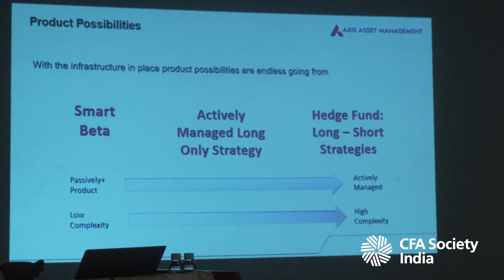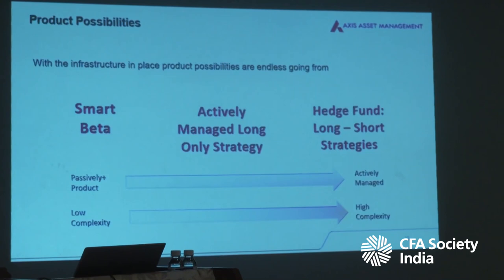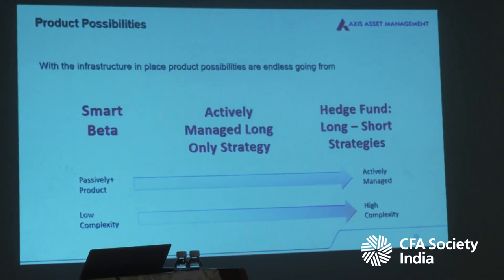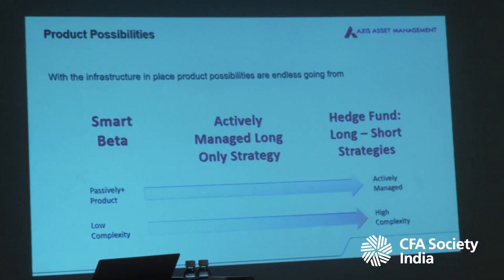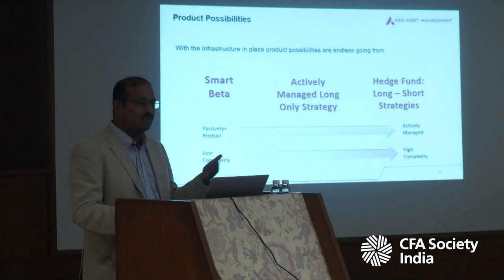You can go from smart beta, which is like a passive plus product, which has low tracking error, and it is a low fee structure product, and it's also low complexity. And then you can go to the extreme right, which is long short strategies, which is completely actively managed. It has high complexity, it has high tracking error, and high turnover as well. And then in between, you have traditional actively managed long-only strategies that fall in between the two categories. The beauty is once you have the setup, then you can create all these solutions seamlessly, and you can manage and monitor the portfolios accordingly.